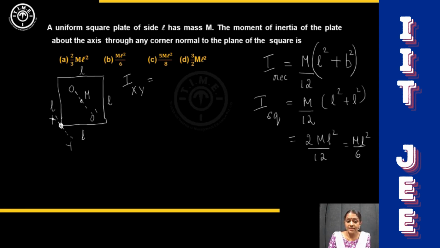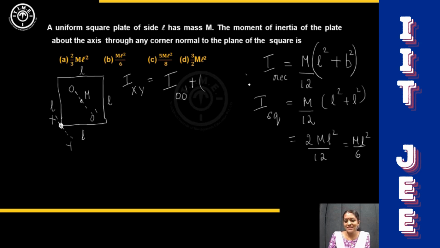See, here this axis XY is parallel to the axis passing through the center, OO dash. Why? Because OO dash is normal to the plane of the square plate. XY is also normal to the plane of the square plate. So, XY and OO dash are exactly parallel to each other. So, definitely we can apply the parallel axis theorem here. According to the parallel axis theorem, I_XY can be written as the sum of, what is the first term? The axis XY is parallel to the axis OO dash. So, the first term must be the moment of inertia of the square plate about the axis OO dash.